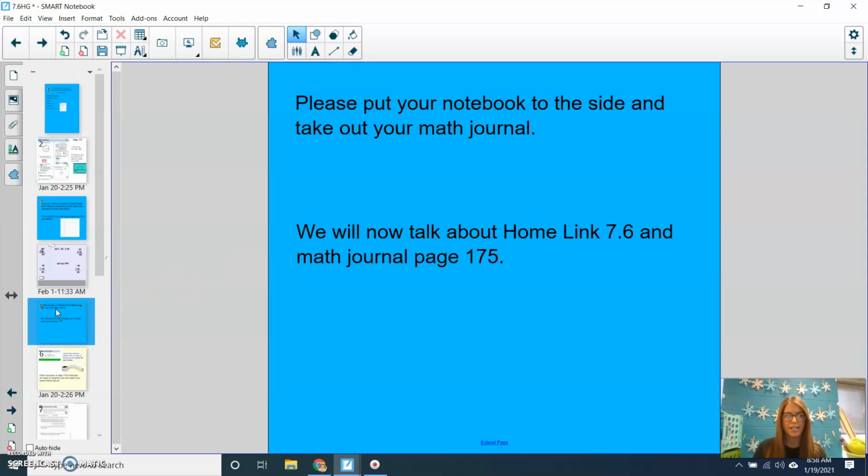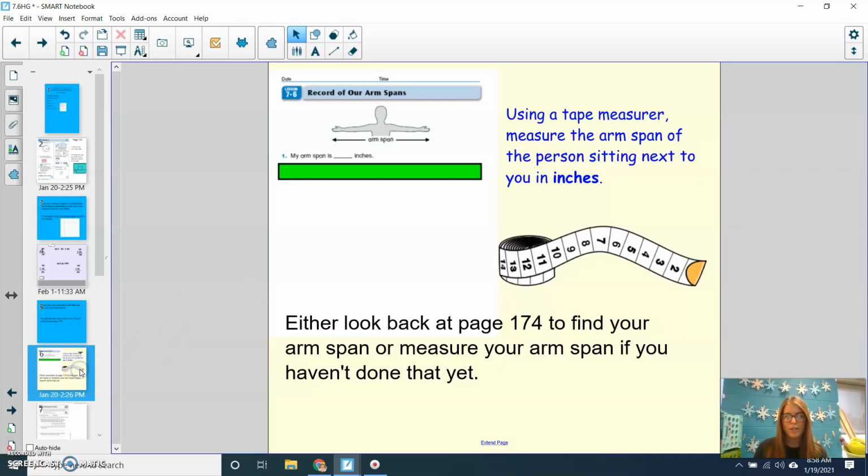But the next thing I'm going to ask you to do is to put your notebook or your whiteboard to the side, and we're going to talk about our Home Link 7.6. We'll also be looking in our math journal too. So the first thing, I want you to either look back on page 174 in your math journal if you already wrote down your arm span.